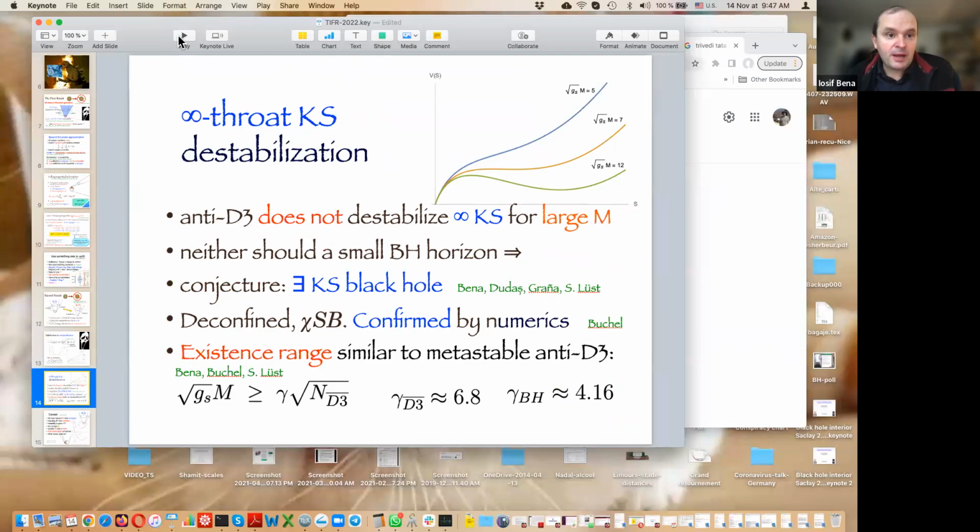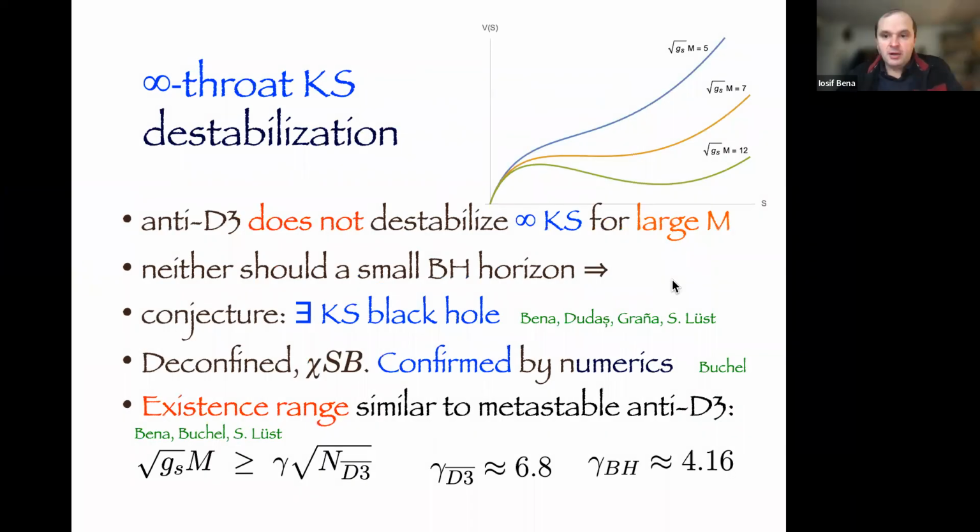And then again, Bena came and actually found the black hole, doing full numerics, shooting functions of one variable, Klebanov-Strassler, horrible stuff. And he actually found that the black hole exists. So it's really a prediction from our calculation, which was confirmed by his numerical calculation. Moreover, if you look at the range, it's exactly the same parametric dependence on g string, on M, on the square root of N D3. It's just that you get a different coefficient. He gets 4.16, but he does full backreaction. And you get 6.8, which is just the result of our proper calculation. But it's really the same parametric dependence.